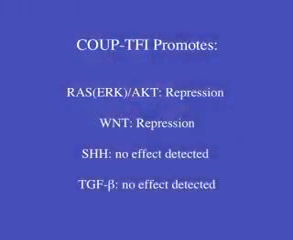And these include the RAS and AKT signaling pathway, the Wnt signaling pathway, the sonic hedgehog pathway, and the TGF-beta pathway. We didn't see an obvious effect on either the sonic hedgehog and TGF-beta pathways, but we saw repression of both the RAS-AKT pathway and the Wnt pathway. Now to show you a little bit of evidence for these conclusions.